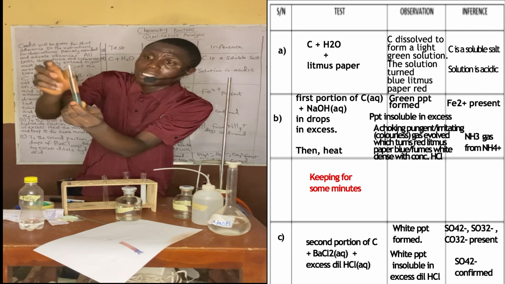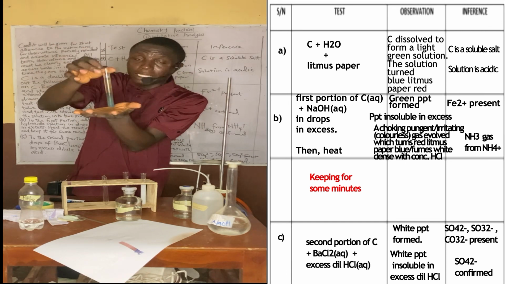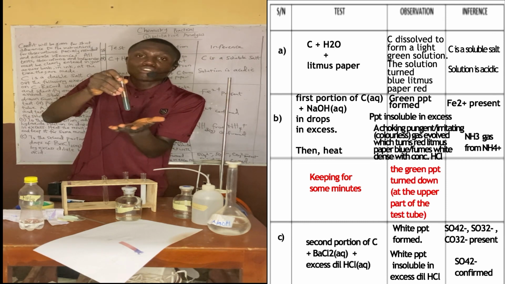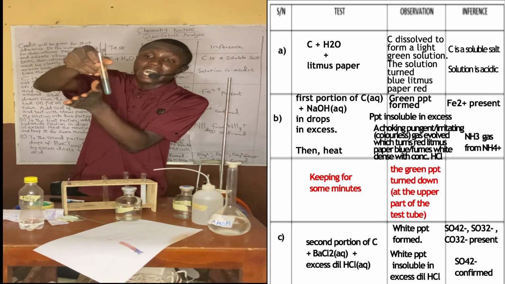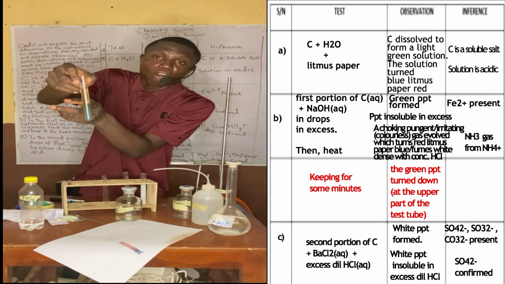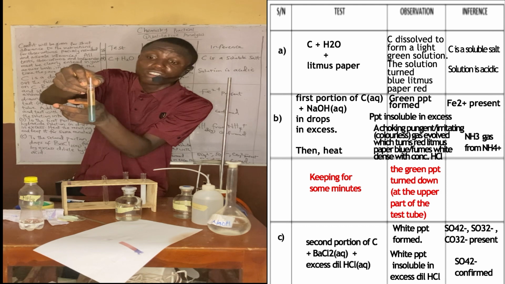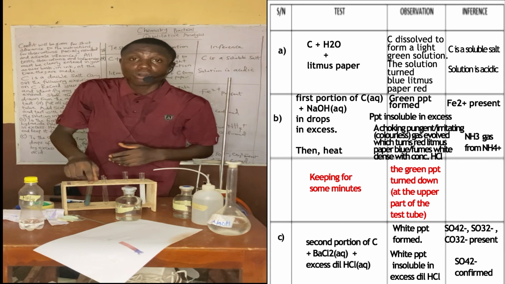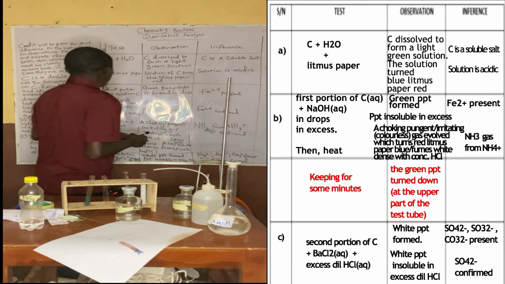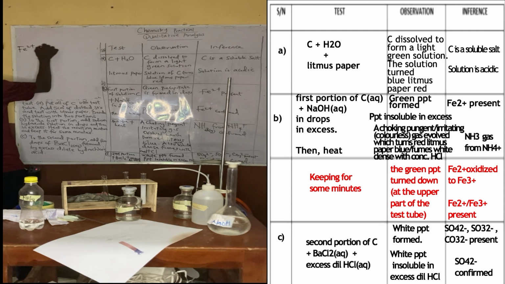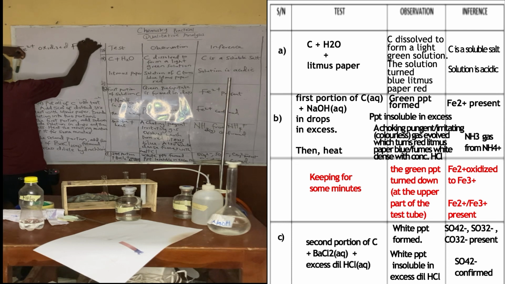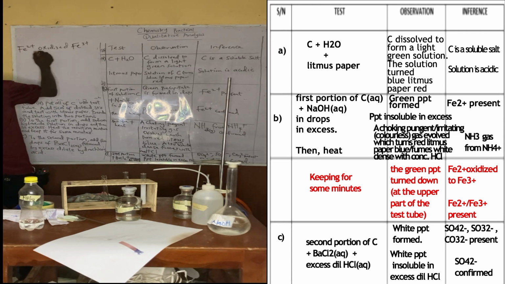Oxidation is taking place. So they might ask the question, after keeping this for a while, what happens? When you keep iron 2+ for a while, it oxidizes, and that's why it is forming a brown color. The green color is changing to brown. So that shows that iron 2+ oxidized to iron 3+. So really, Fe3+ is also present.